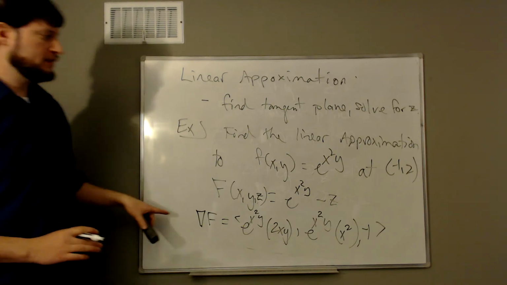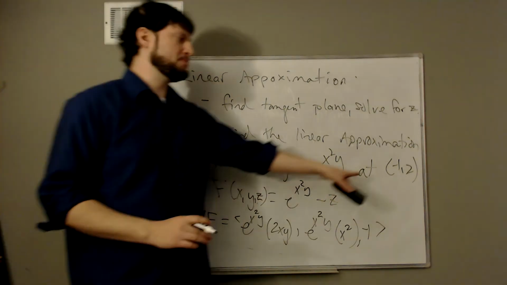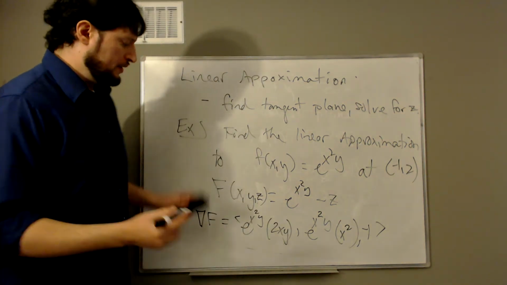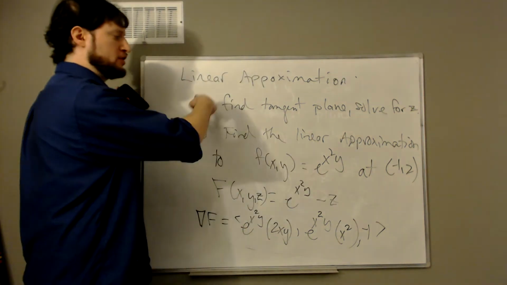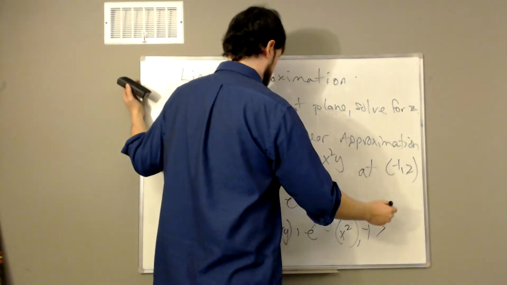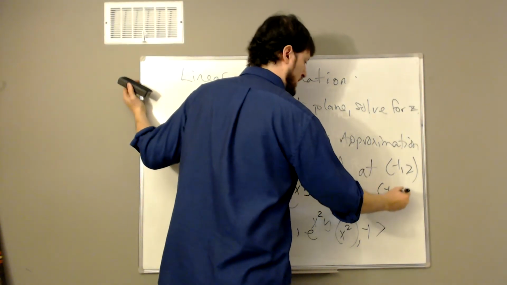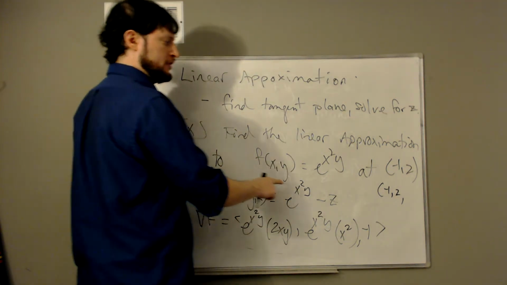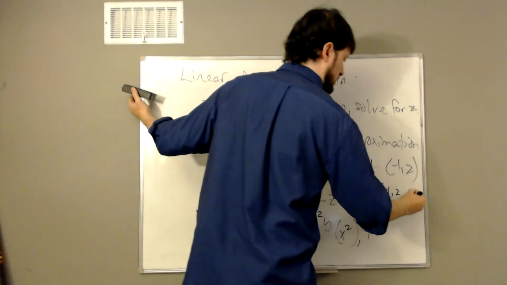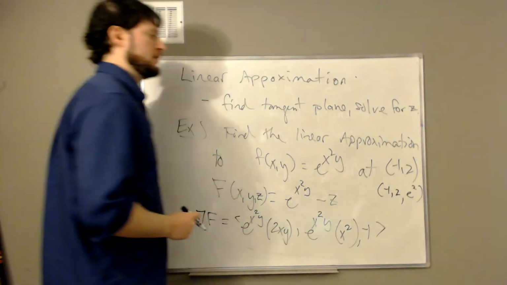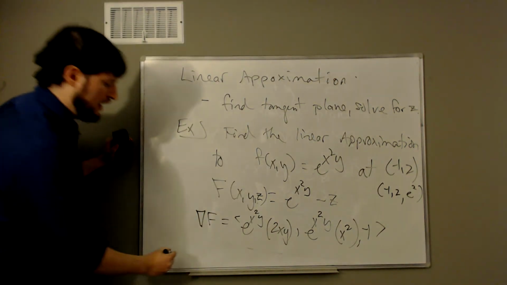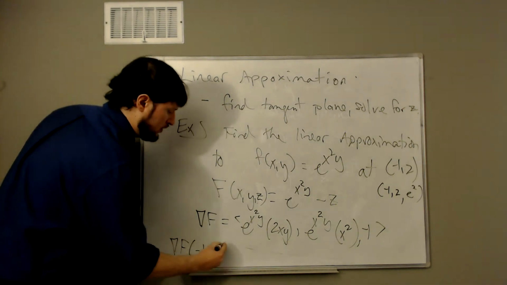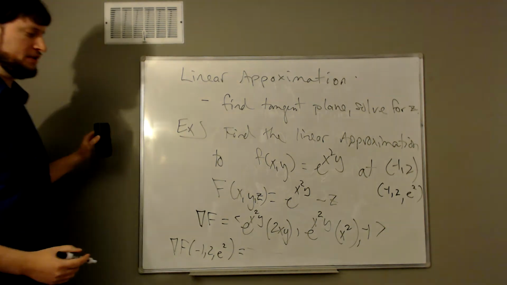Okay. Now I need to evaluate the gradient vector at this point, but be careful. I really need the point on the surface. So this is the point (-1, 2), but we also plug that in to figure out what the z value is. And so that's e^2, e squared. So now, grad F at (-1, 2, e²), and we just see what we get.